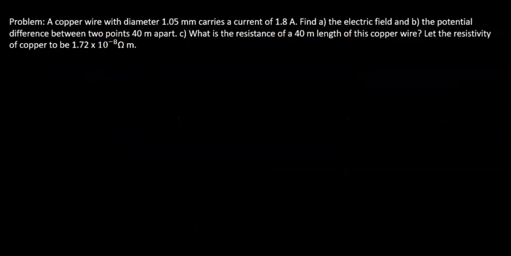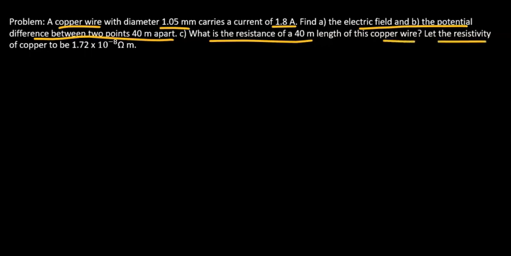Let's look at the first problem. A copper wire with diameter 1.05 millimeters carries a current of 1.8 ampere. Find the electric field and the potential difference between 2 points 40 meters apart. What is the resistance of a 40 meter length of this copper wire? Let the resistivity of copper be 1.72 times 10 to the power minus 8 ohm meter.